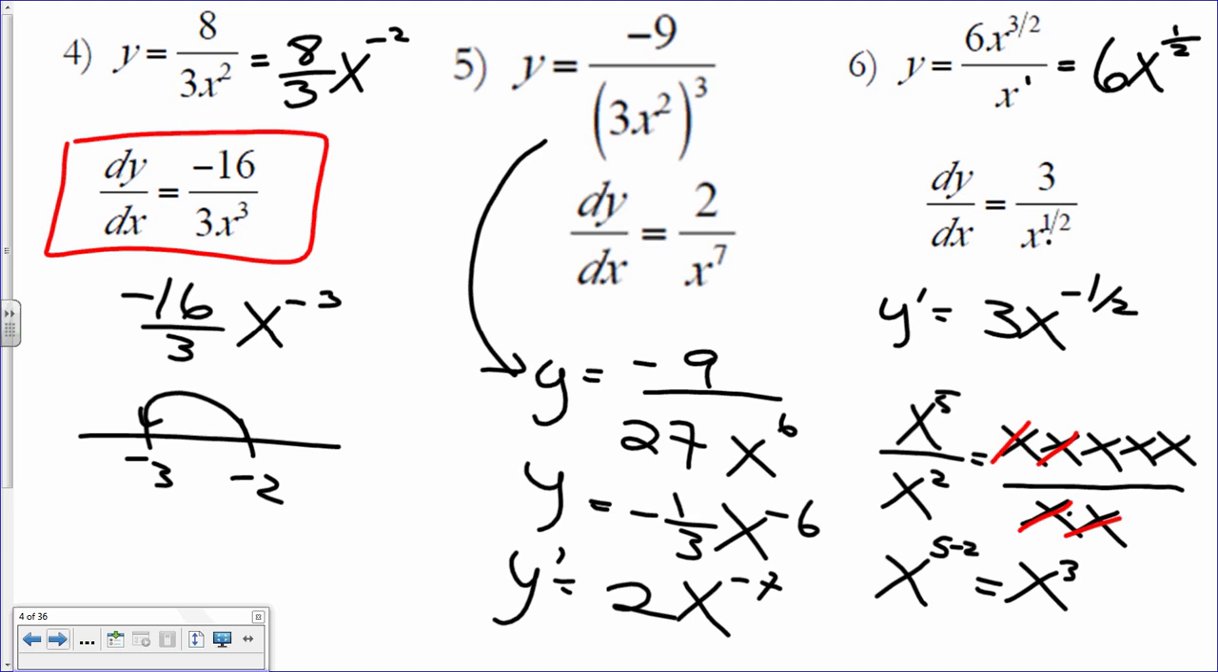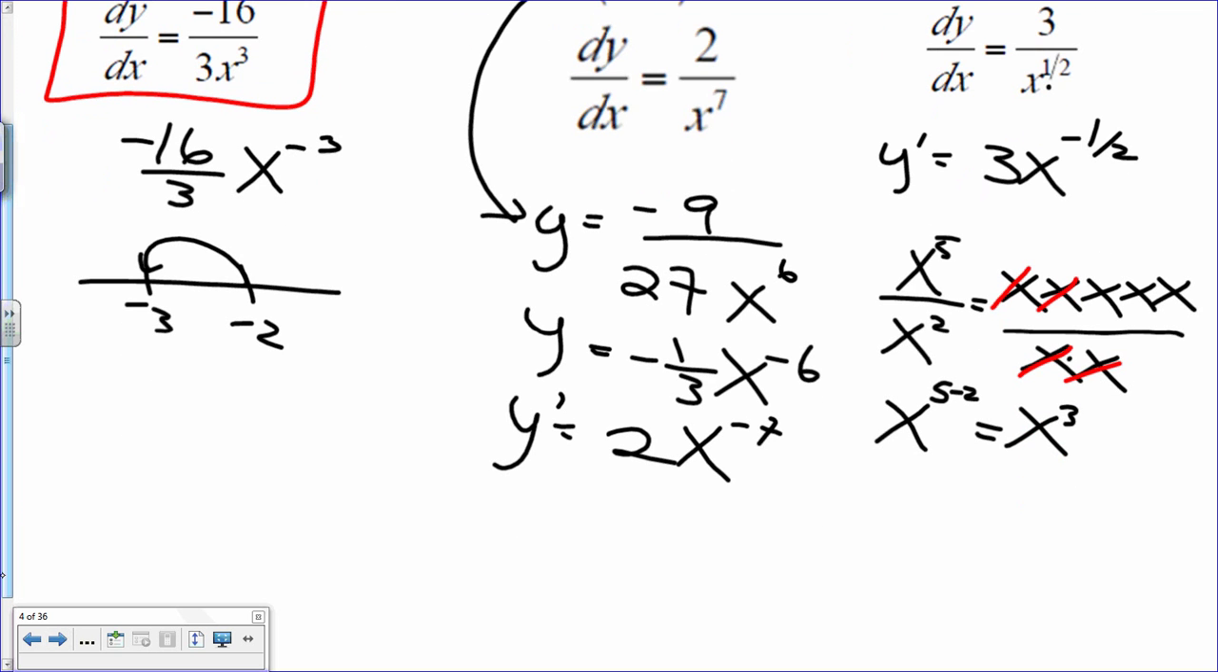Now you can take the derivative. You multiply negative 6 over 1 times negative 1/3. That gives you positive 2. Then you write x, and you subtract 1 from the old exponent. So the derivative is 2x to the negative 7th, or 2 over x to the 7th.